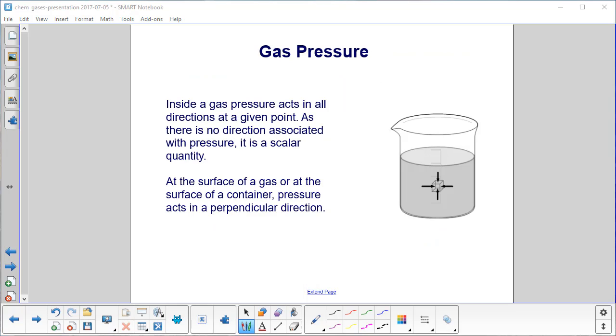Inside a gas, the pressure acts in all directions at a given point. See, there's a little cube of water here. Since there's no direction associated with pressure, it is a scalar quantity. If it had a direction, it would be called a vector quantity. Now, when you get to the surface of the gas or at the surface of the container, pressure acts in a perpendicular direction. Okay, so the gas would be exerting a pressure this way, perpendicular to the container. The gas would exert a pressure this way, perpendicular to the surface, and if there's air up here, it would exert pressure perpendicular to the surface of the gas.